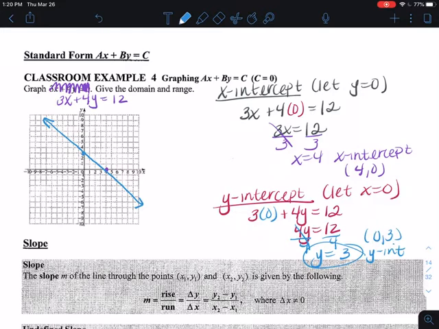The domain and range of this line, they're both going to be all real numbers. So domain, negative infinity to infinity, and the range is also negative infinity to infinity.